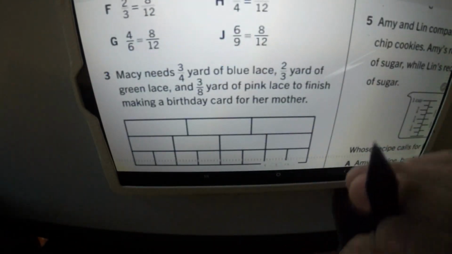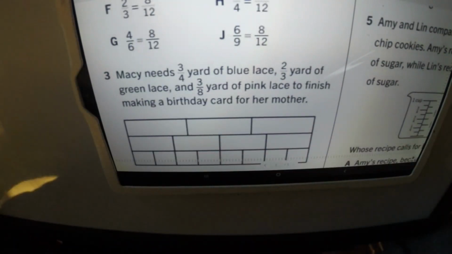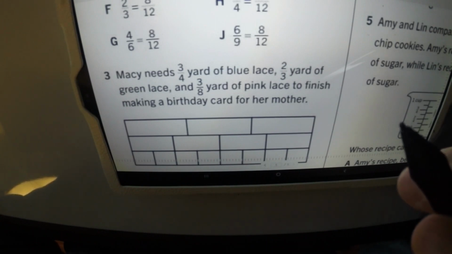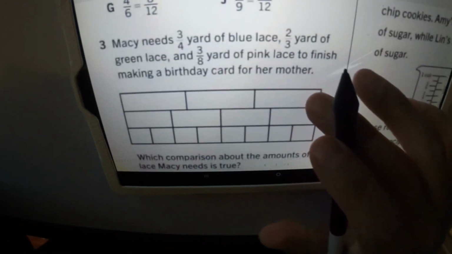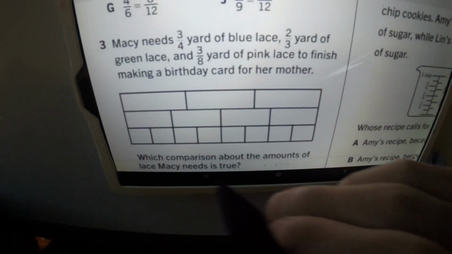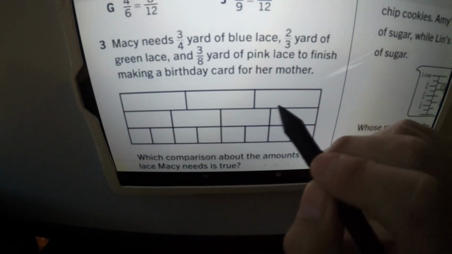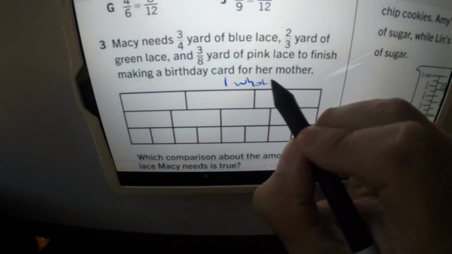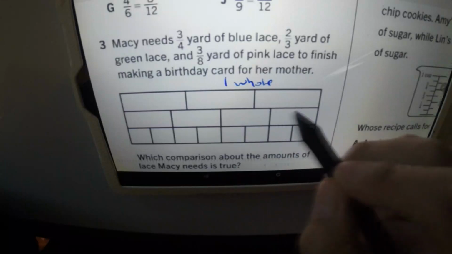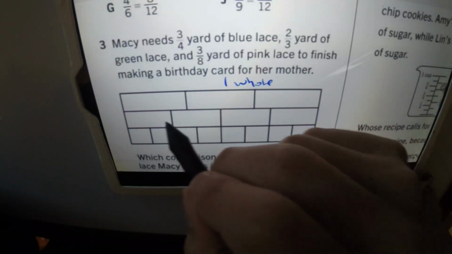Moving on to question number 3. Macy, we're going to read out the question. Macy needs 3/4 of a yard of blue lace, 2/3 yards of green lace, and 3/8 yard of pink lace to finish making a birthday card for her mother. So now let's look at this graph they've given us. This is all equal to 1. This is one whole. Each line equals one whole. So 1, 2, 3. 3 sections, right?